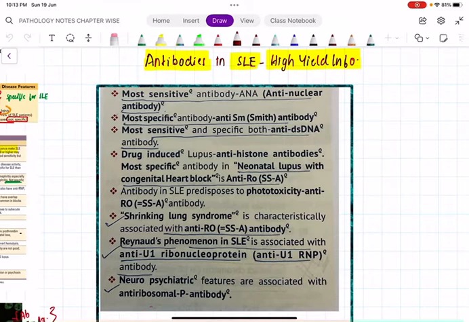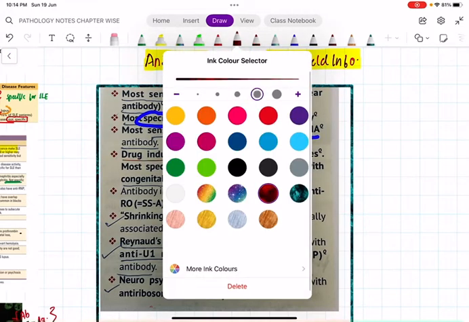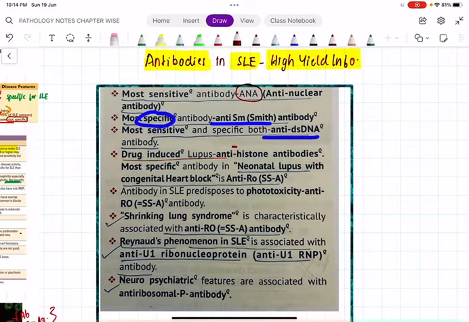So let me clarify. If they ask you what is the most sensitive antibody overall for SLE, your answer should be anti-nuclear antibody, ANA. If they ask you what is the most specific antibody, your answer should be anti-Smith antibody. If they ask you what is both the most sensitive as well as specific, you can go for anti-double stranded DNA. In case of drug-induced lupus, it is antihistone antibody. This is a recent update from the 21st edition of Harrison.